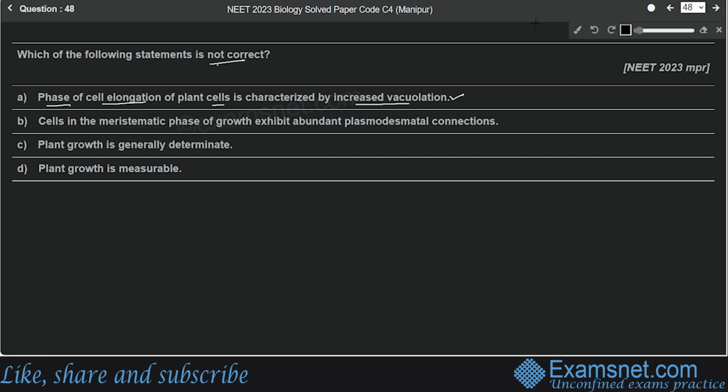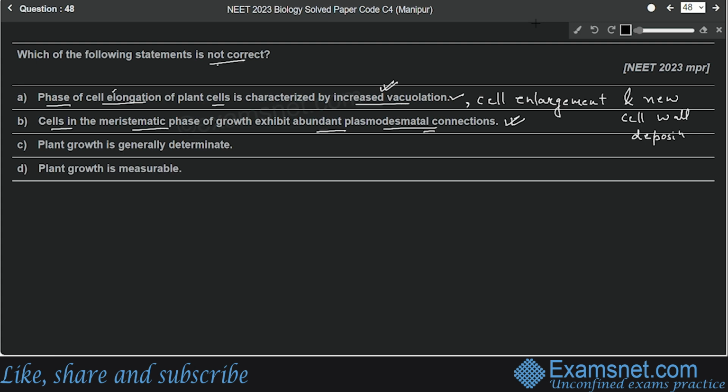The characteristics of cell elongation phase are increased vacuolation as it is mentioned here, then cell enlargement and new cell wall deposition. These are the characteristics of cell elongation phase. Now let's come to the second statement. It says cells in the meristematic phase of growth exhibit abundant plasmodesmatal connections. So this is also correct statement.